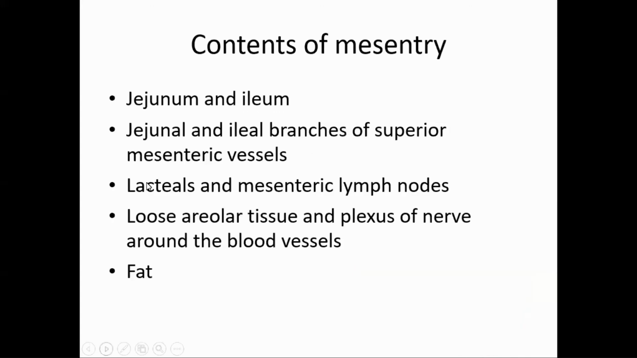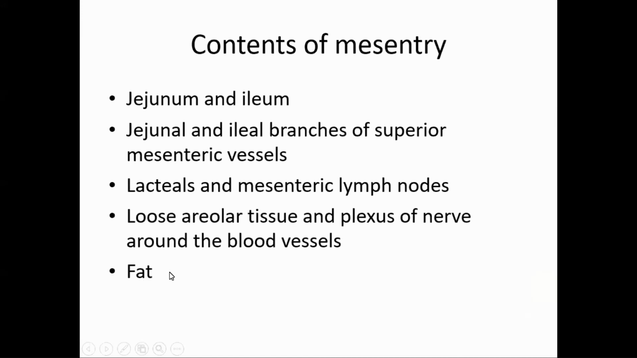Lacteals and the mesenteric lymph nodes, loose areolar tissue, and the fats. So what are the contents of the mesentery? Jejunum and the ileum, jejunal and the ileal branches of the superior mesenteric vessels, lacteals and the mesenteric lymph nodes, loose areolar tissue, and the fat. These are the contents of the mesentery.